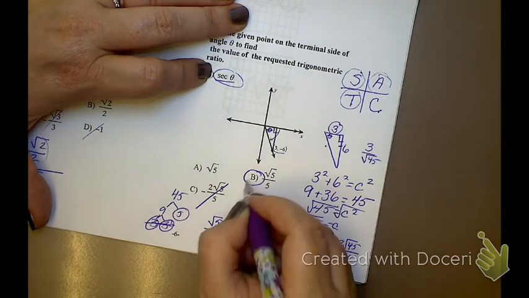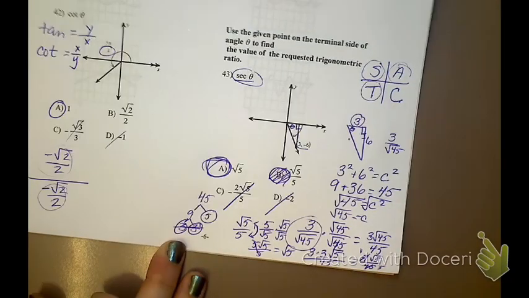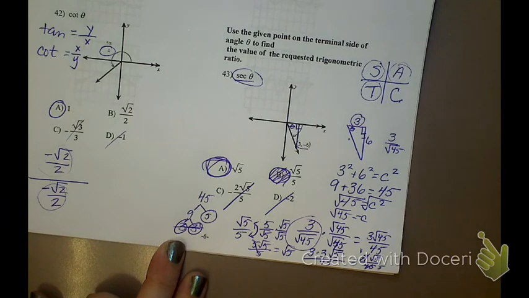So notice the opposite one was a possibility. That very well could happen on the test, if the opposite one is a possibility for your answers. So, glad I checked myself on that one.